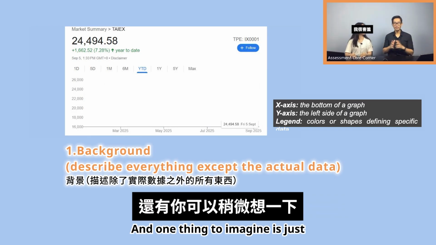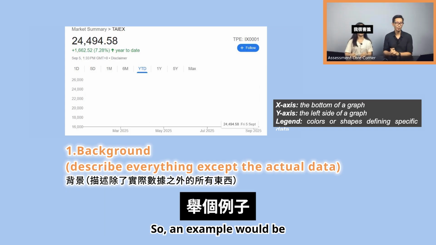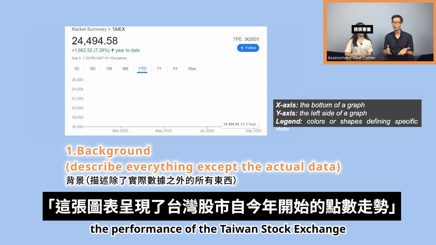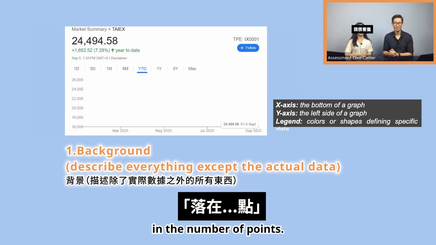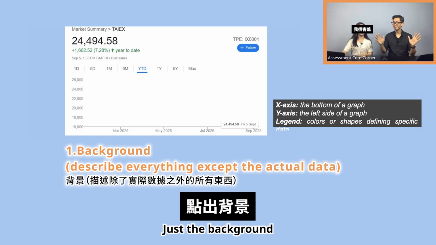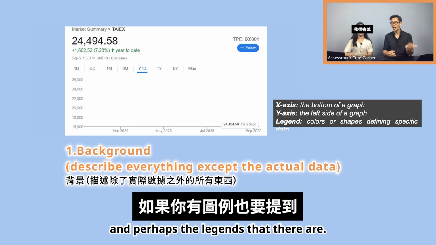And one thing to imagine is, just describe everything in your graph without the actual data. An example would be, this graph shows the performance of the Taiwan Stock Exchange since the start of this year in the number of points. And that's it. That's all you need to do. Just the background and summarize the title, the X and Y axes, and perhaps any legends that there are.